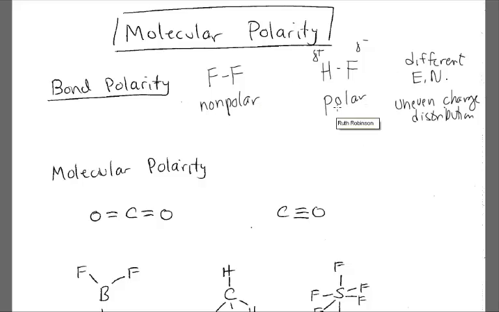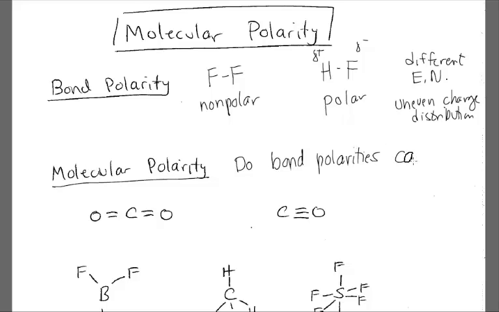We can use those ideas and apply them with shapes to figure out molecular polarities. Because sometimes a polar bond, if combined with another polar bond or several polar bonds, will cancel the polarity of the molecule as a whole. Okay, so what we care about now is molecular polarity. And so the question is, do the bond polarities cancel? That's basically the question you're asking. And if they cancel, then it's not polar.